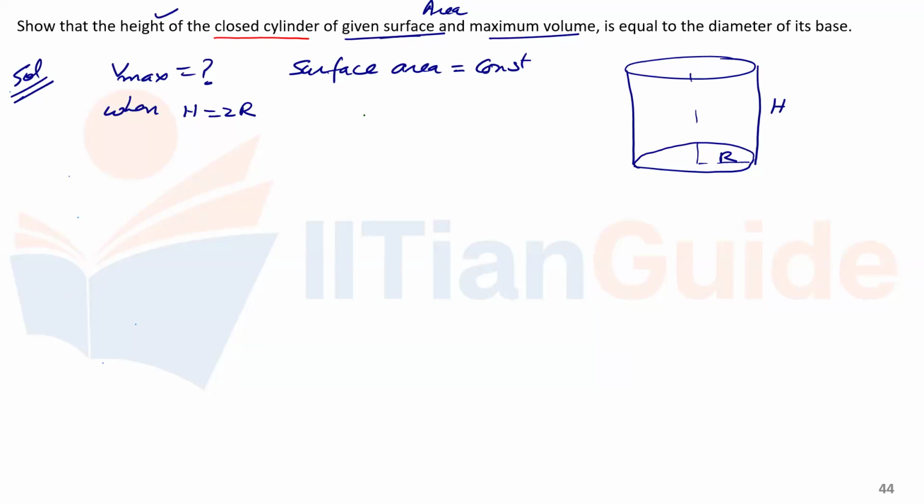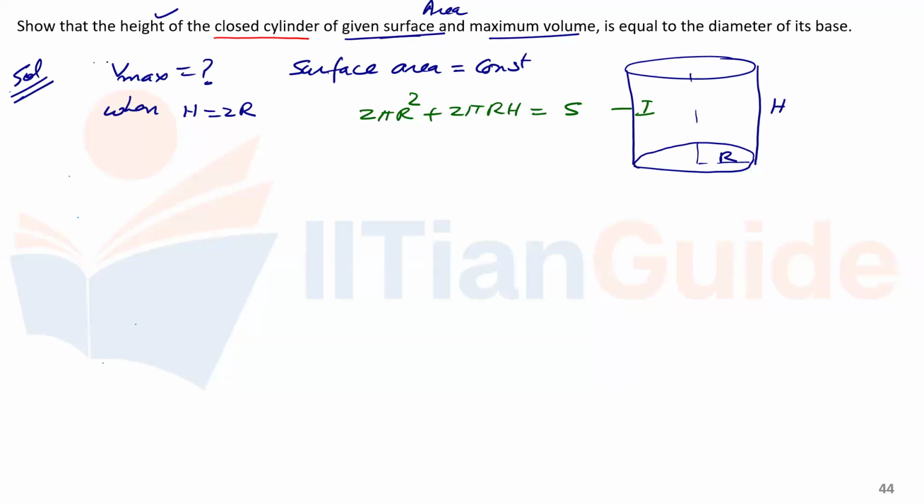So what he has said, the total surface area: pi r square at the bottom, pi r square at the top, basically 2 pi r square, plus curved surface area 2 pi r h, and that is constant. I'm taking it to be S. I'll mark this as equation number 1; we will write r in terms of h or h in terms of r later.